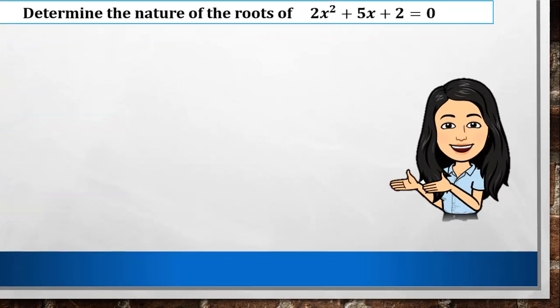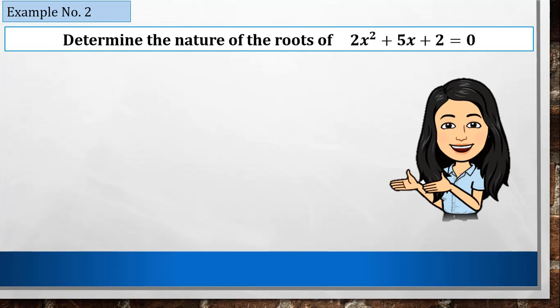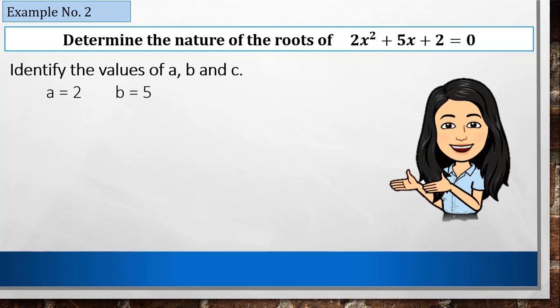Okay, example number 2. Determine the nature of the roots of 2x squared plus 5x plus 2 equals 0. So again, identify natin yung value ng A, B, and C. So based on the given, the value of A is 2. B is positive 5. And then si C ay positive 2.